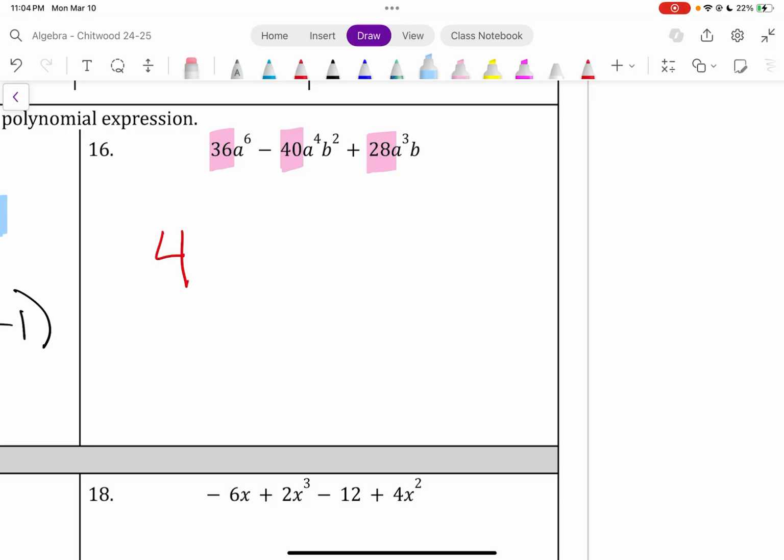Now I can look at my variables. I'm going to look at one at a time. I'm going to look at my a's. I have a to the power of 6, a to the power of 4, a to the power of 3. The greatest amount I can take out is a to the power of 3.